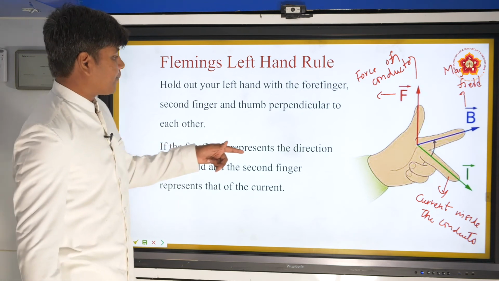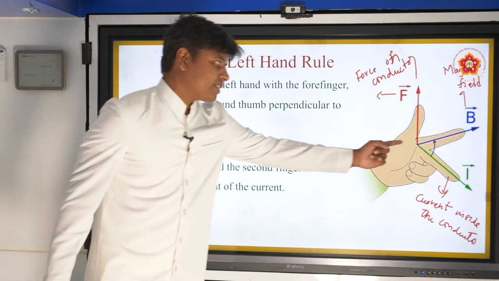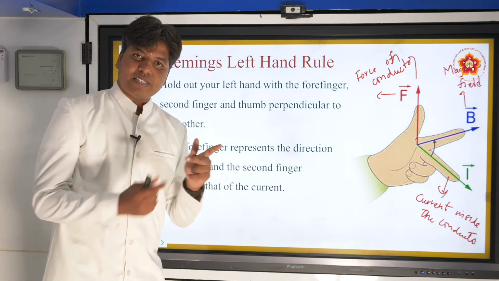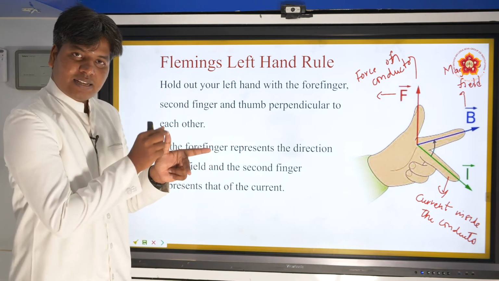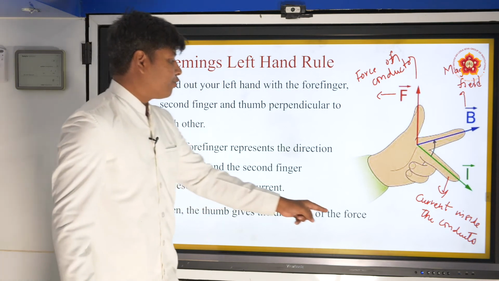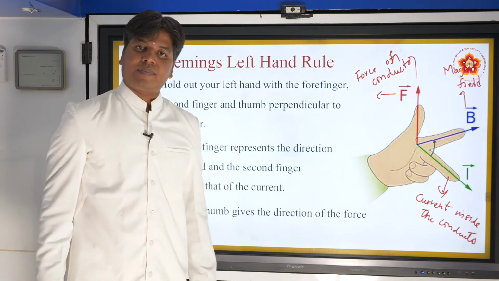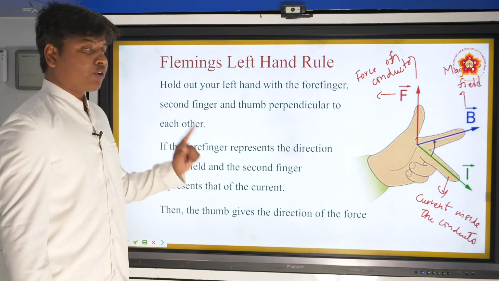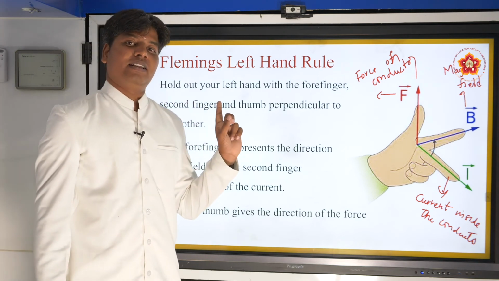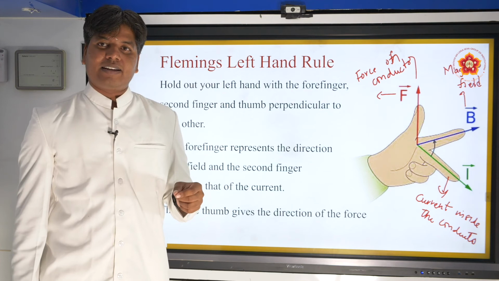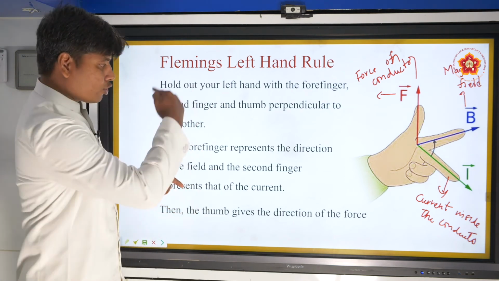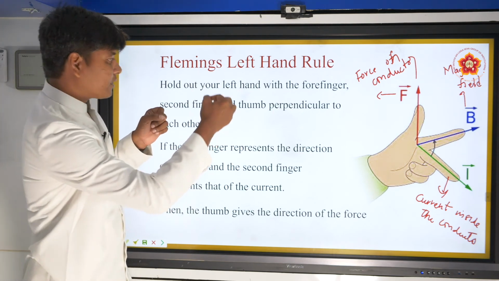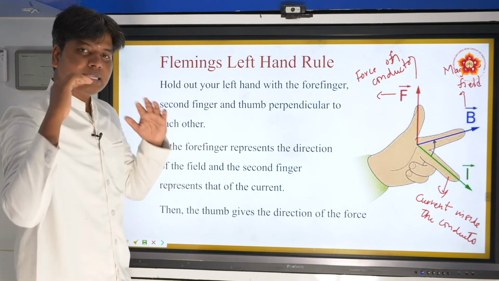If the forefinger represents the direction of the field, and the second finger represents that of the current, then the thumb will reveal the direction of force on the conductor. Okay, so this is how we formulated the rule. You can cross verify with the example we discussed earlier, the horseshoe magnet and the current carrying conductor, right? So you have a horseshoe magnet, and in between you have a current carrying conductor. The conductor will feel a force inside, due to this. So let us imagine that again.